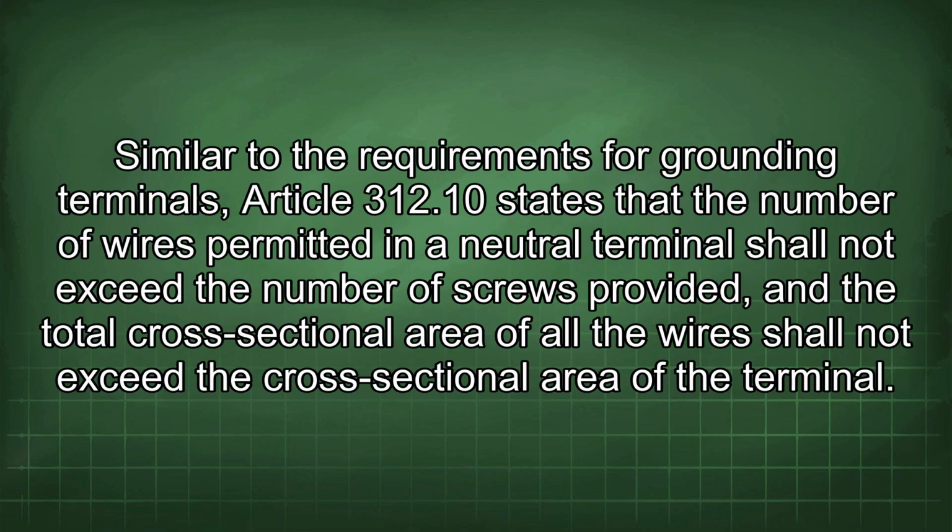Article 312.10 of the National Electrical Code covers the number of wires permitted in a neutral terminal. Similar to the requirements for grounding terminals, Article 312.10 states that the number of wires permitted in a neutral terminal shall not exceed the number of screws provided, and the total cross-sectional area of all the wires shall not exceed the cross-sectional area of the terminal.